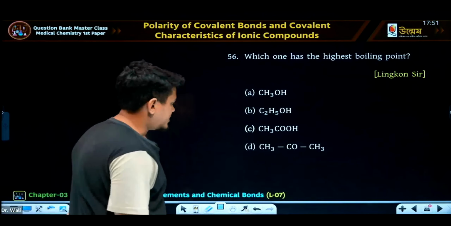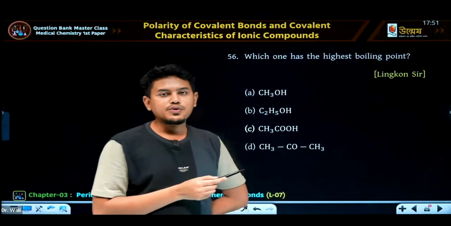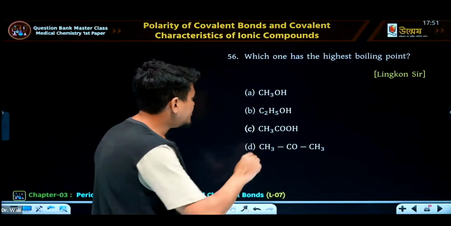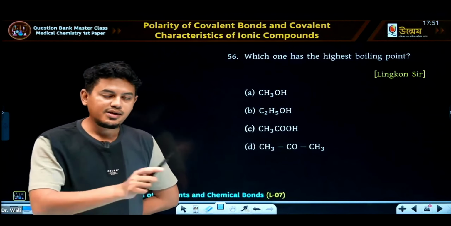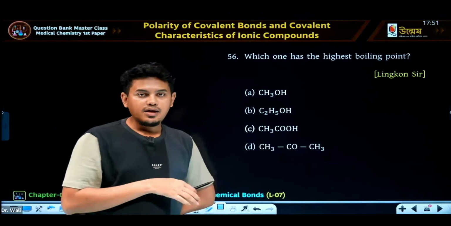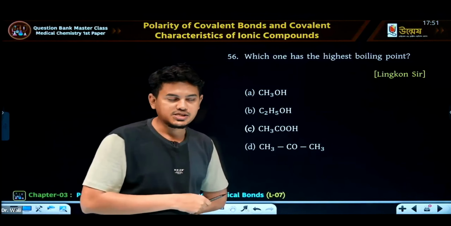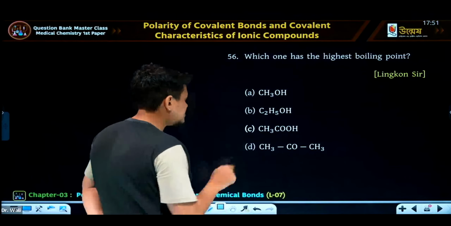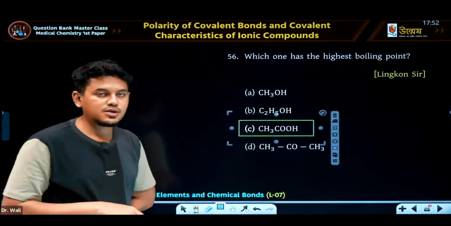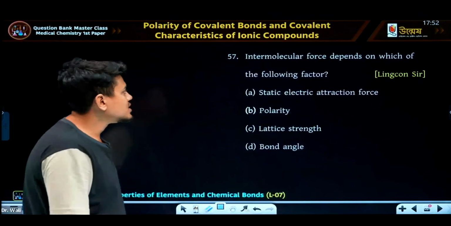Which one has the highest boiling point? For highest boiling point, we have to consider the chance of hydrogen bond formation. Here we can see all of them have the potential to form hydrogen bond, but now we have to consider the number at which they can bond with another hydrogen through dipole-dipole interaction. In this case, as we can see, ethanoic acid can easily form a dimer. That's why ethanoic acid shows higher chance of forming hydrogen bond, and as a result, the highest boiling point.